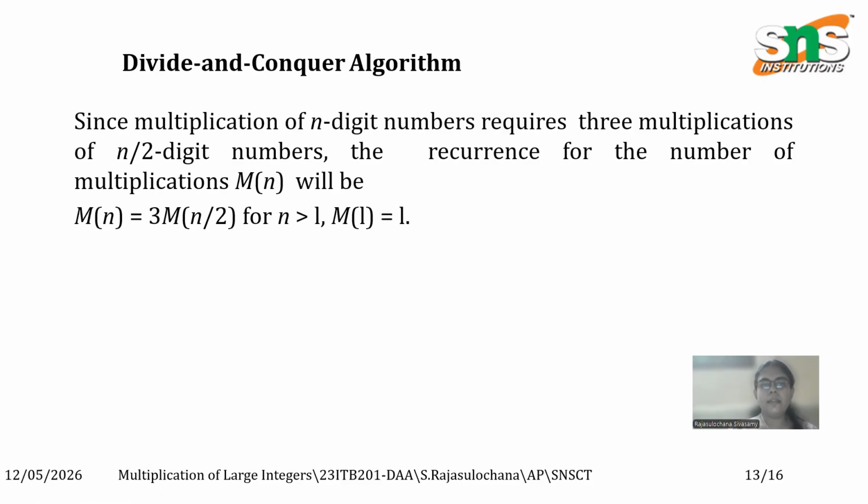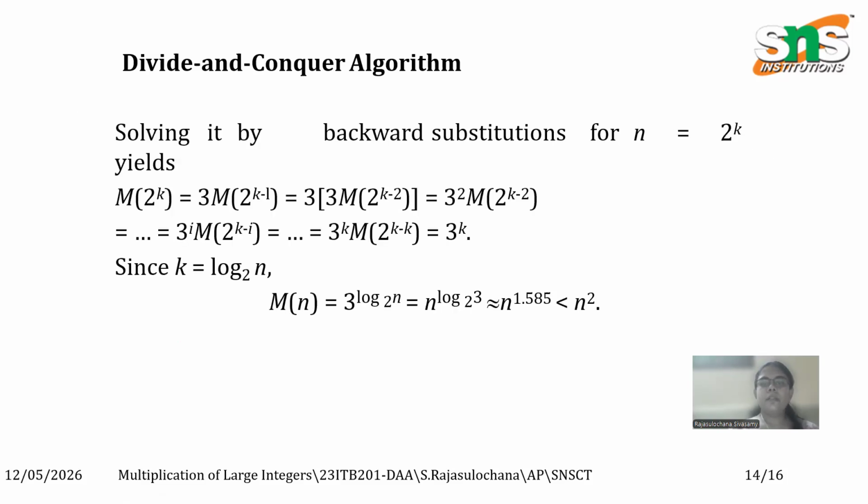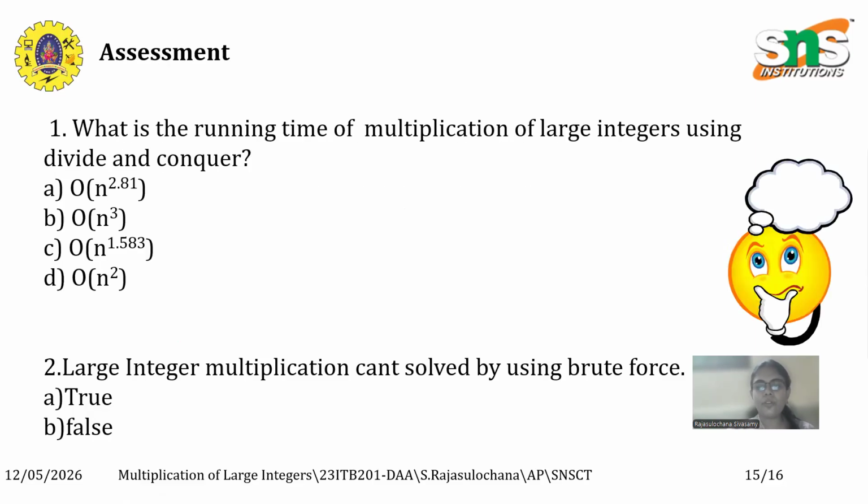So here the multiplication of n-digit numbers requires 3 multiplications of n by 2-digit numbers. So the recurrence is M of n equal to 3 into M of n by 2 for n greater than 1, and M of 1 equal to 1, which is the initial condition or the stopping criteria. This can be solved by using backward substitution. Upon substituting n equal to 2 power k, you will get the answer M of n is equal to n power 1.585, which is less than n square, and the time complexity is order of n power 1.585.